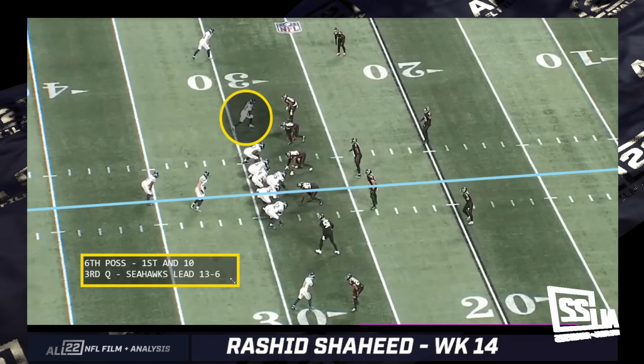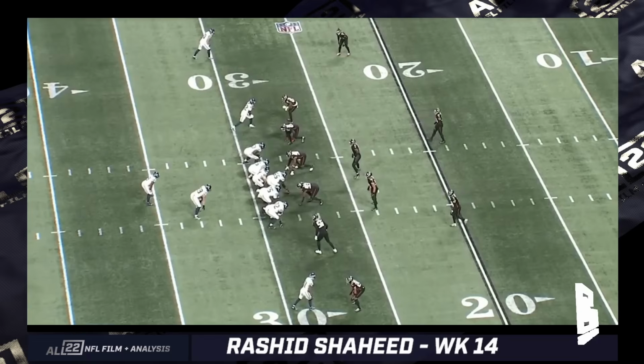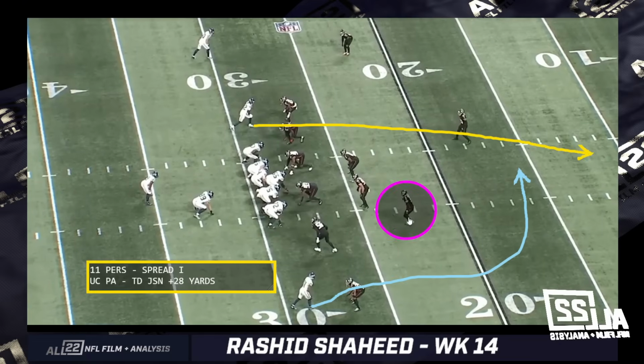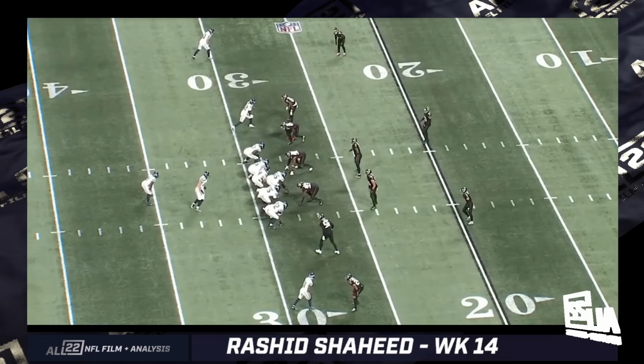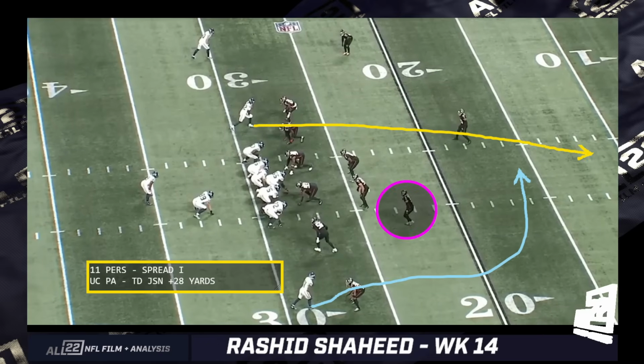Still in the 6th possession into the third quarter. Similar concept here, to be honest with you. The only difference is that Shaheed is in the slot. They're really going to exploit this walked-up safety one more time. So the way that this happens, the safety walks up as a response to the tight end motioning into the backfield. When you get the end zone angle, it'll make a little bit more sense what I'm talking about.